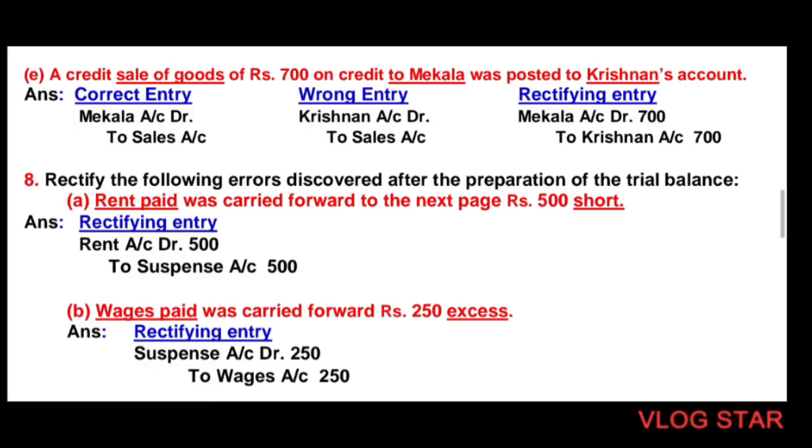So normally, what is the correct entry if we sell goods to Meghala? The correct entry is Meghala account debit to sales account. But instead of Meghala, in the wrong entry, what did they do? Krishnan account debit to sales account. So on the debit side, they made the mistake. Instead of Meghala, they wrote Krishnan. Now, the same thing we have to repeat. Correct entry, Meghala account debit. So write the rectifying entry. First, Meghala account debit 700. Then see the wrong entry. Krishnan account is written on the debit side. In the rectifying entry, you have to write it on the credit side. So in the rectifying entry, you have to write to Krishnan account 700.